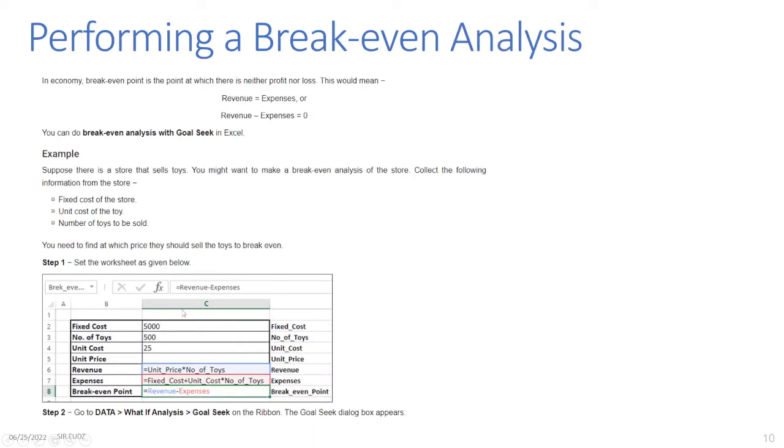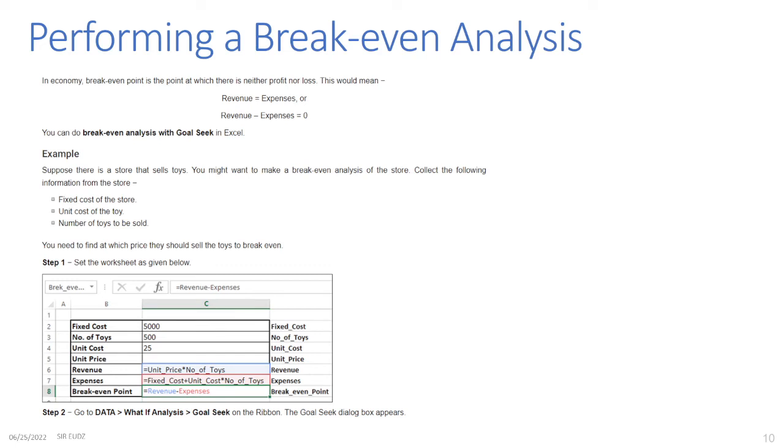Performing a break-even analysis. In economics, a break-even point is the point at which there is neither profit nor loss. This would mean that revenue equals expenses, or revenue minus expenses is equal to 0. You can do break-even analysis with Goal Seek in Excel.